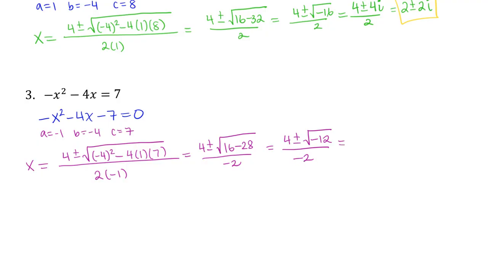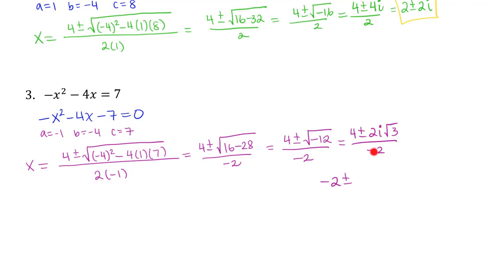Now let's go ahead and simplify our radical. It's imaginary. Square root of 12 is square root of 4 times square root of 3, so it's 2i square root 3 divided by negative 2. Okay, 4 divided by negative 2 is negative 2. Okay, now if I do plus or minus 2i divided by negative 2, the 2's cancel.